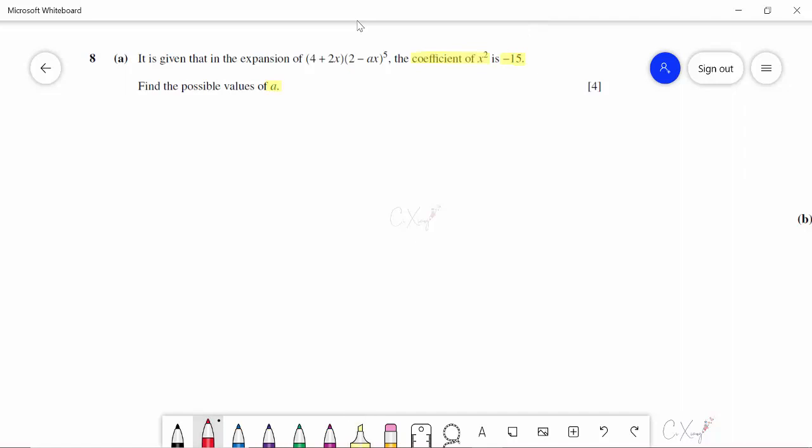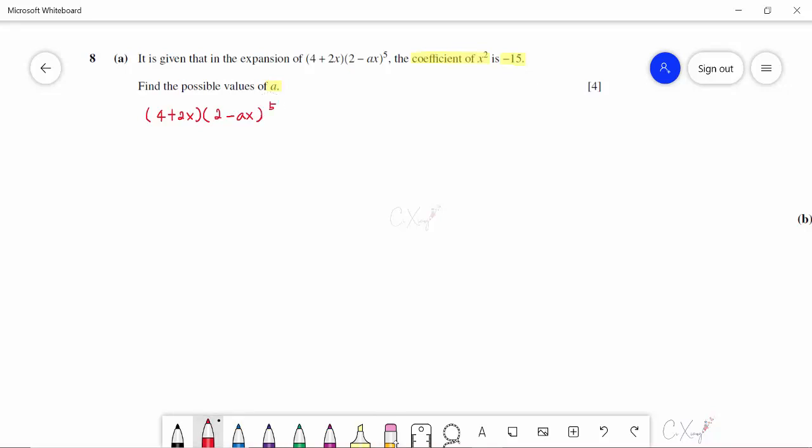All right, so for this question, generally, you need to analyze it a bit. You need some analytic technique before you can start the steps. When you have 4 plus 2x, it is power 1, so you don't need to expand anything. But for this bracket itself, we need to expand it, because it has the bracket to the power 5.